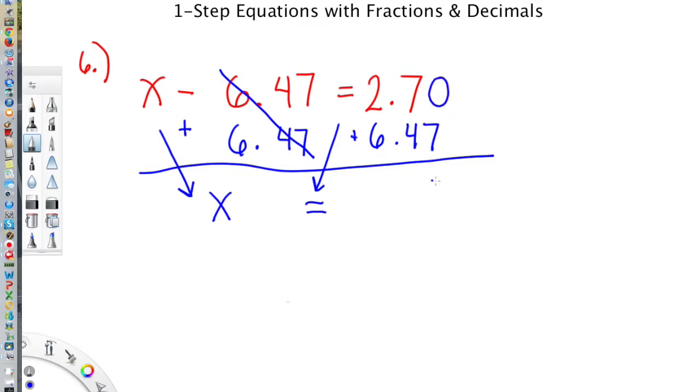0 and 7 is 7. 7 and 4 is 11. Put my decimal point there. Carry my 1. 1 and 2 is 3. And 3 plus 6 is 9. So my answer is 9.17, or I should say, x is equal to 9 and 17/100. Let's take a look at the next one.